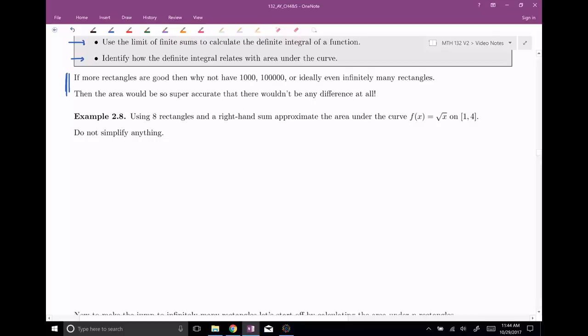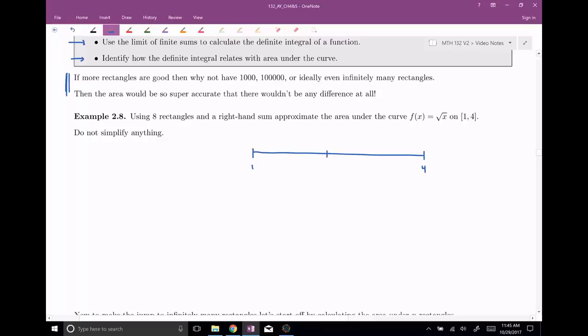So first we're going to use 8 rectangles, and we're going to be using, again, right-hand sums to approximate the area under the curve, and we're not going to simplify anything. So our first step, as usual, is to figure out what the width of each one of these rectangles is going to be. So the width of the overall interval is 3, because you start at 1 over here, for instance, and then you end at 4. So in total, you had to take 3 steps: 1, 2, 3. And we want to break this up into 8 pieces.